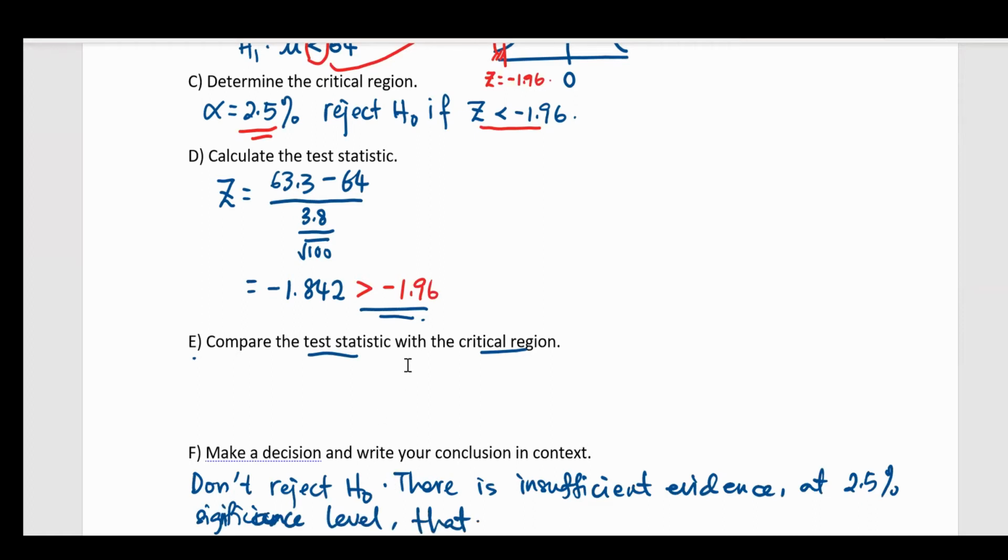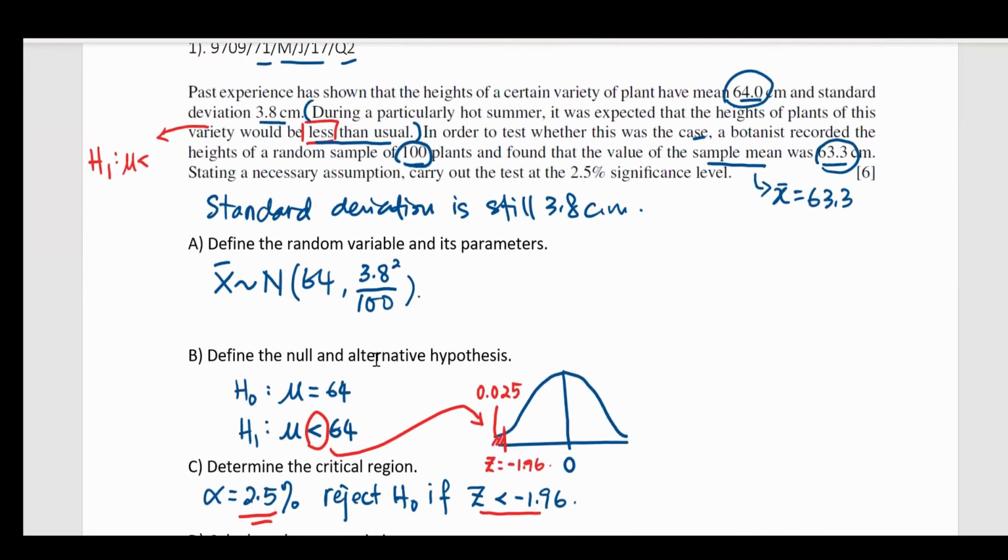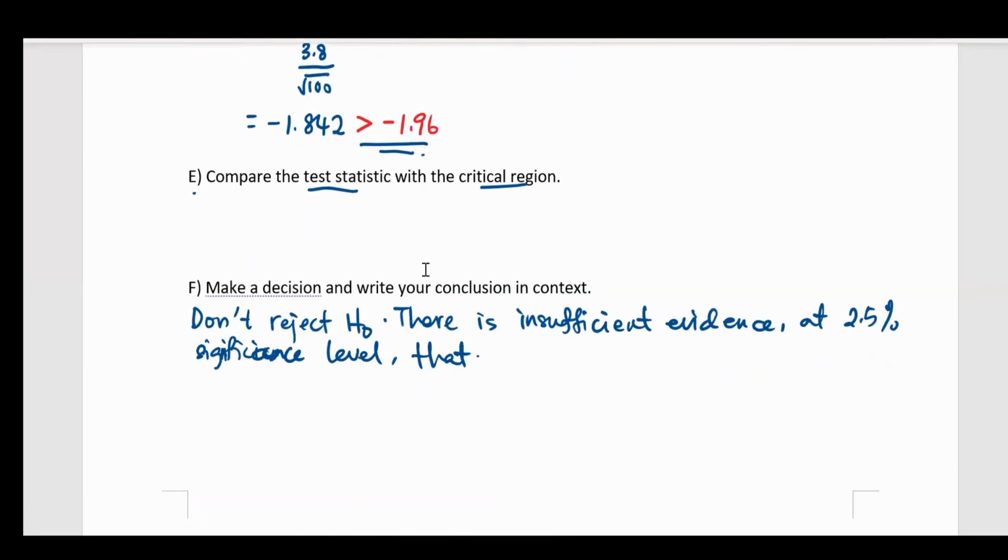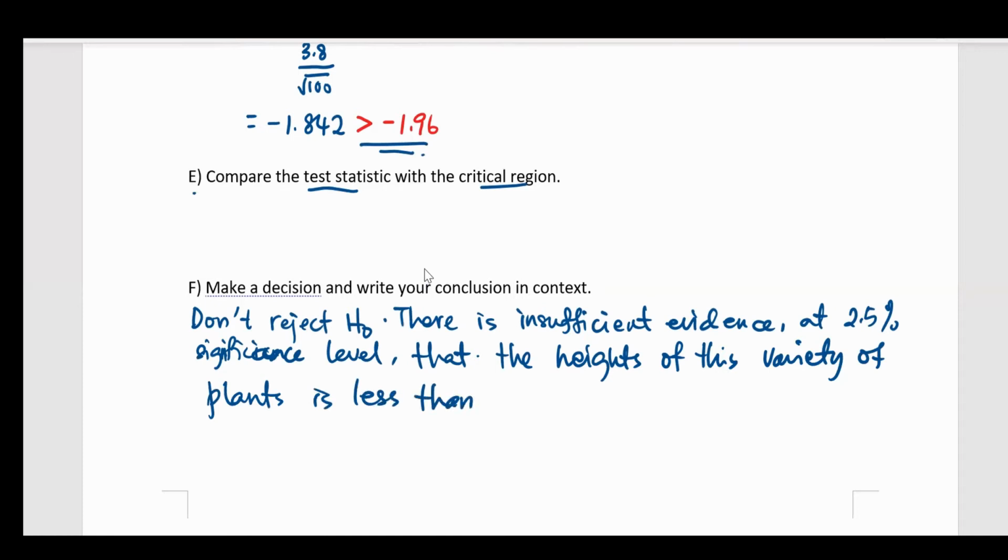So what does it want us to test? We want to see whether due to the hot summer, the mean height of this plant would be less than usual. So our conclusion is that there is insufficient evidence that the height of the plants of this variety is less than usual. So it is not less than usual. All right, so the mean height would stay at 64 cm.